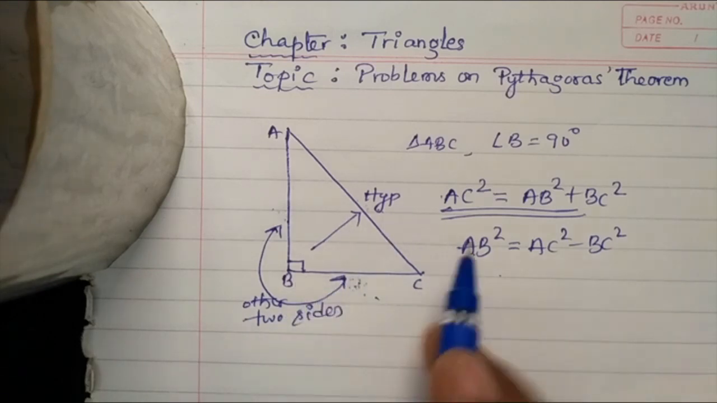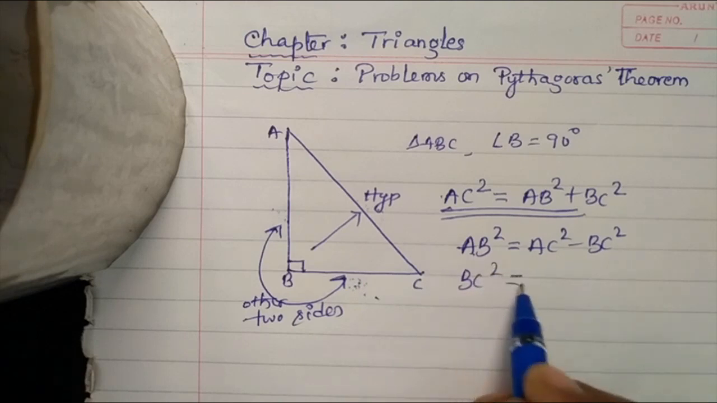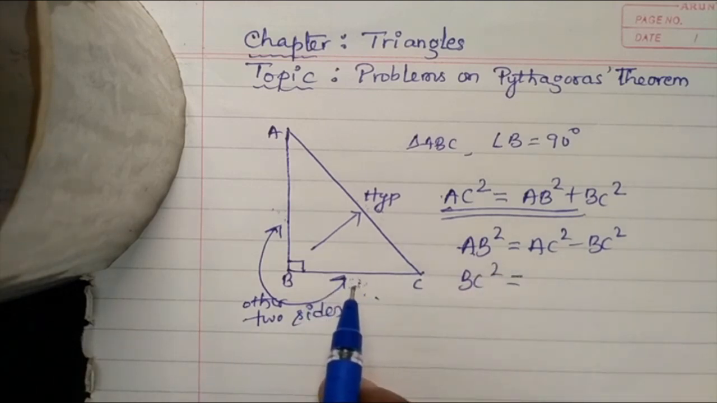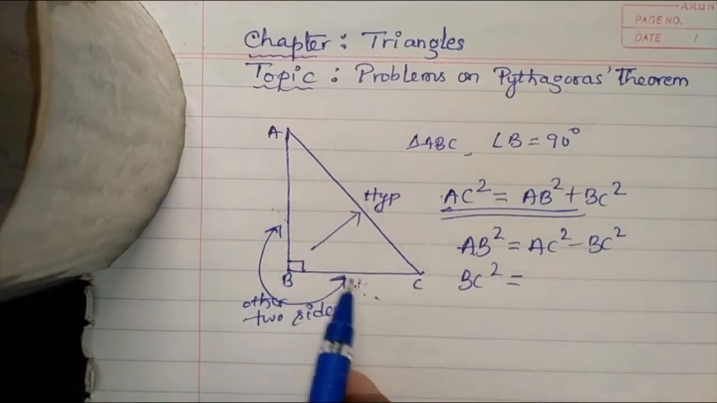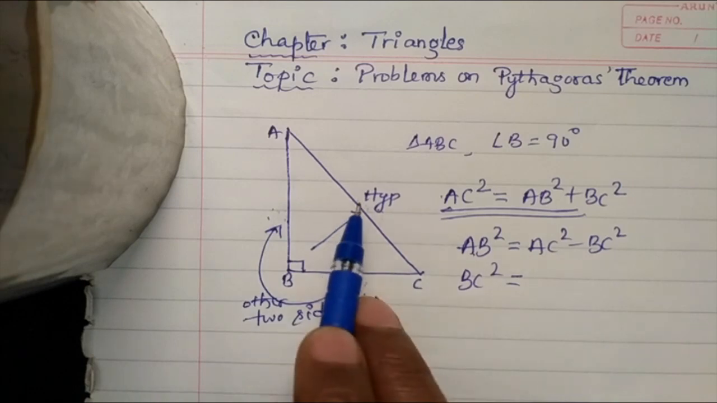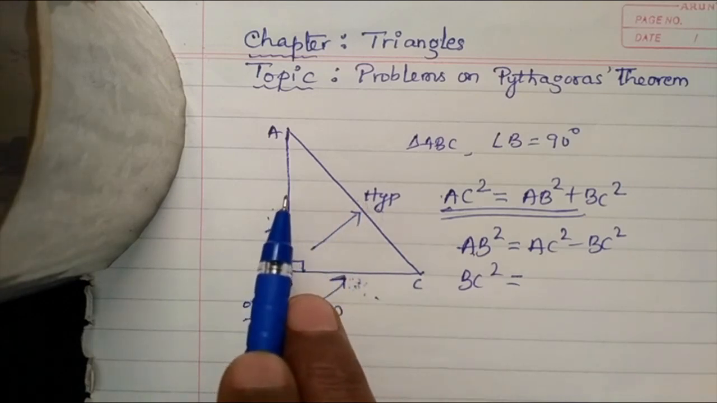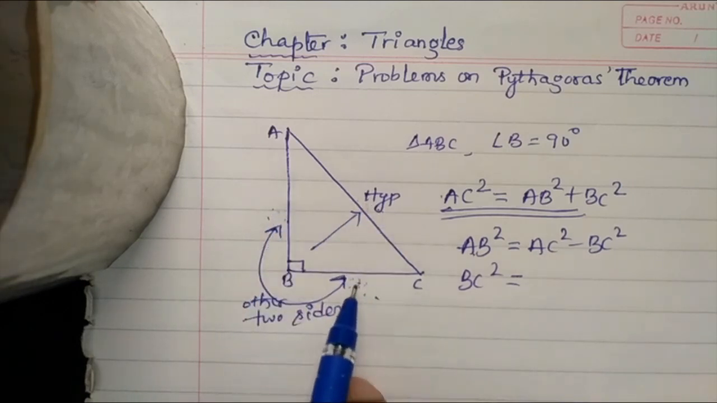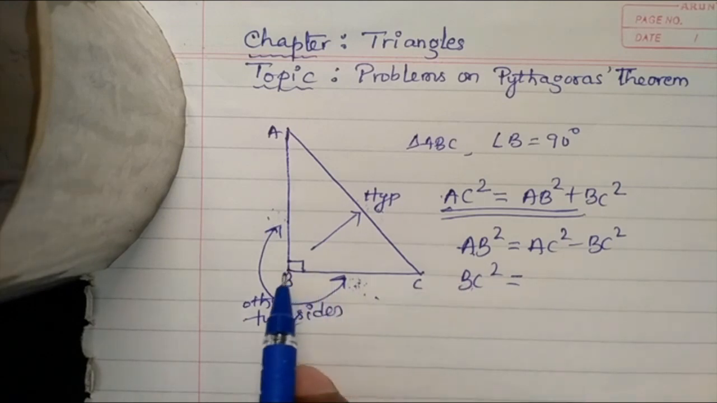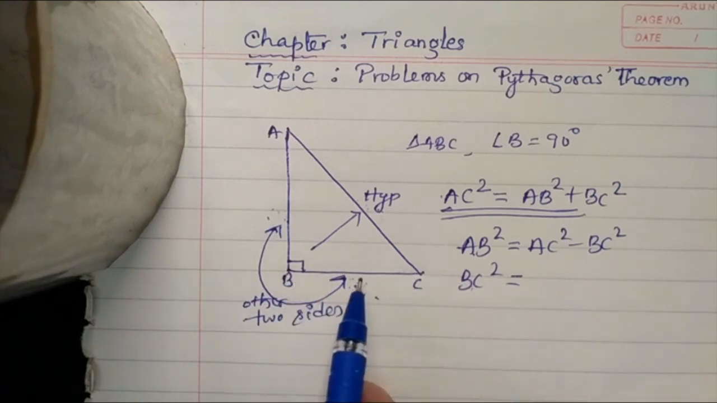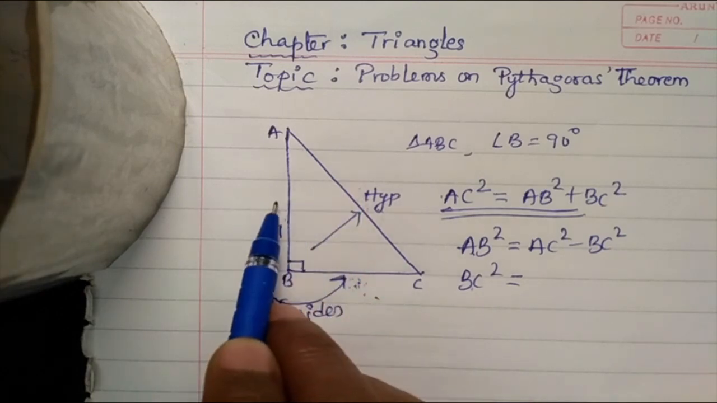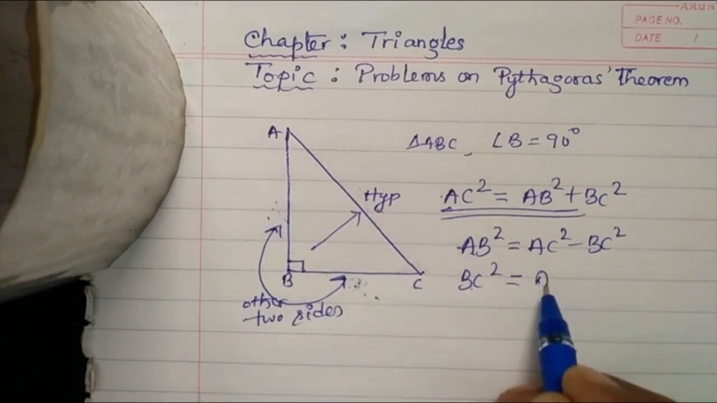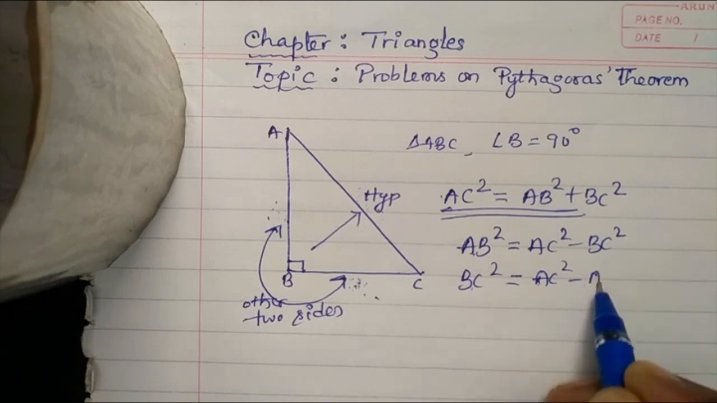If you are writing BC square separately, note down which side you are writing. If you are writing the smaller side, then you need to subtract. If you are writing the longest side, you need to add. That means two smaller ones added give you the bigger one. If you are writing one smaller, it is bigger minus smaller. So BC is the smaller side, right? If you are writing BC separately, it is the longer minus the other smaller one. That means AC square minus AB square.